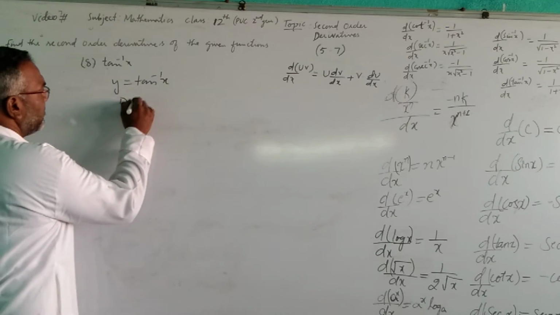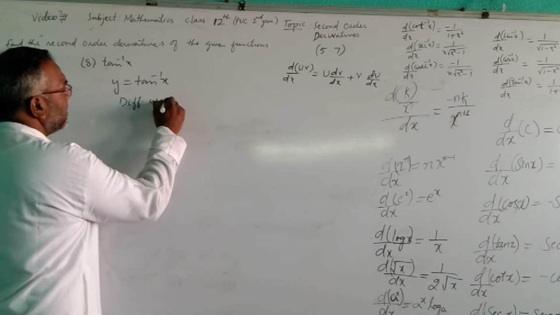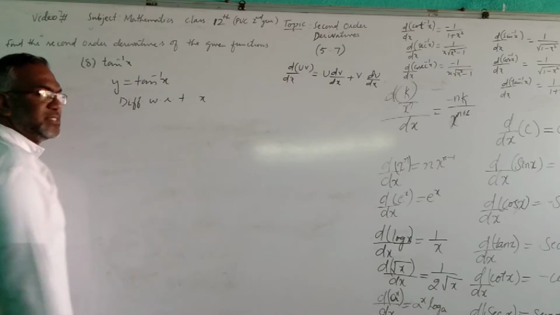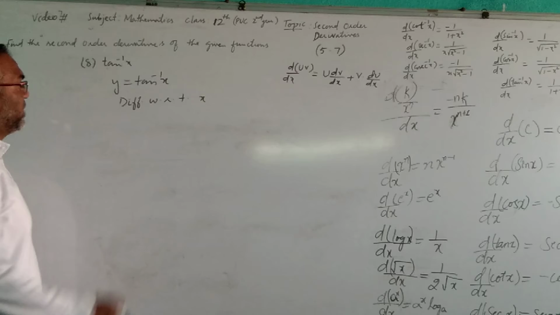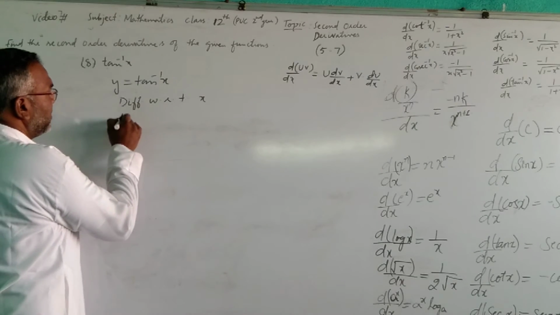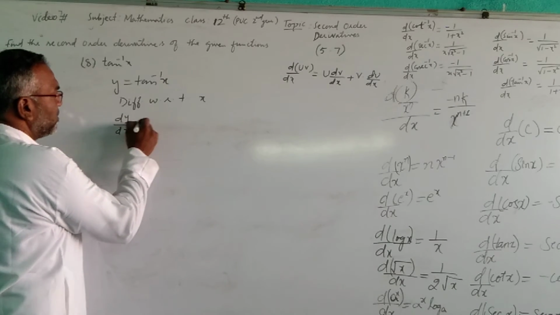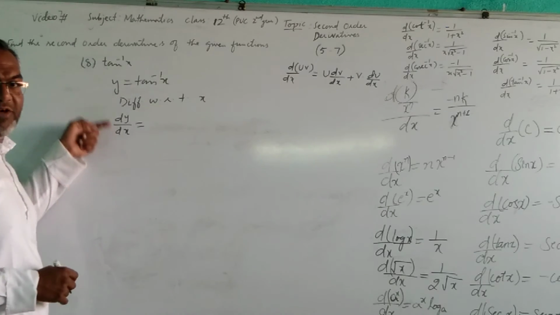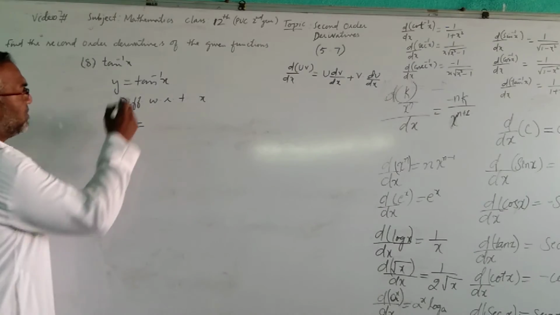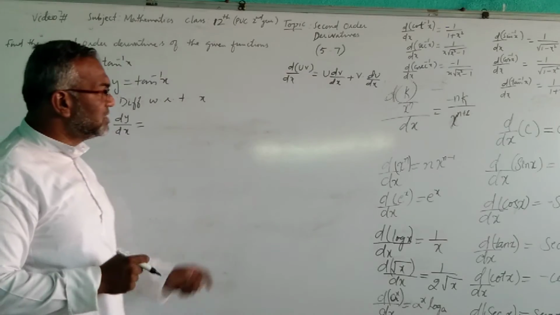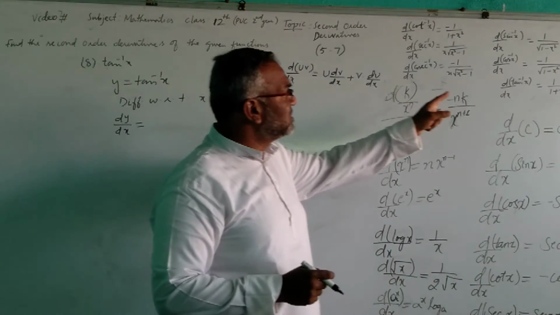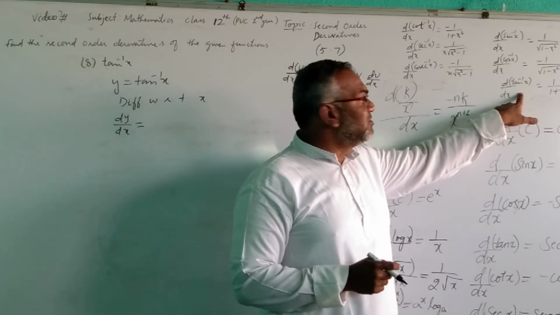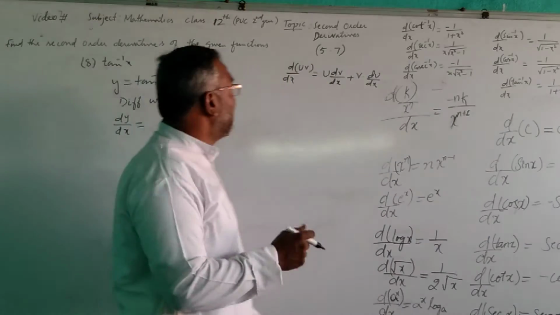Differentiate, as we are always doing the same thing. Differentiate with respect to x. So it becomes dy by dx, differentiation of y is dy by dx, or you can write y1 or you can write y dash, no problem. Differentiation of tan inverse x is very easy. We know differentiation of tan inverse x is 1 by 1 plus x square.